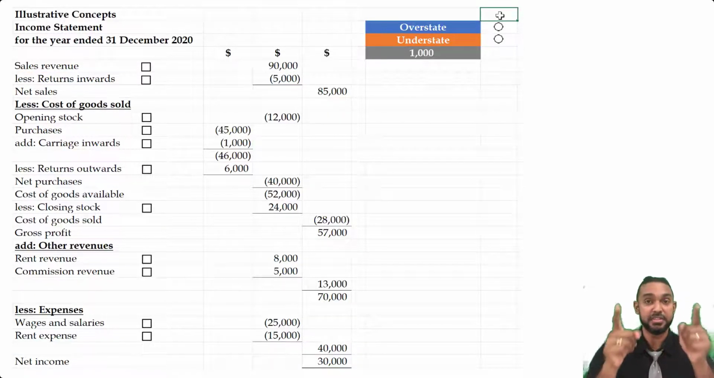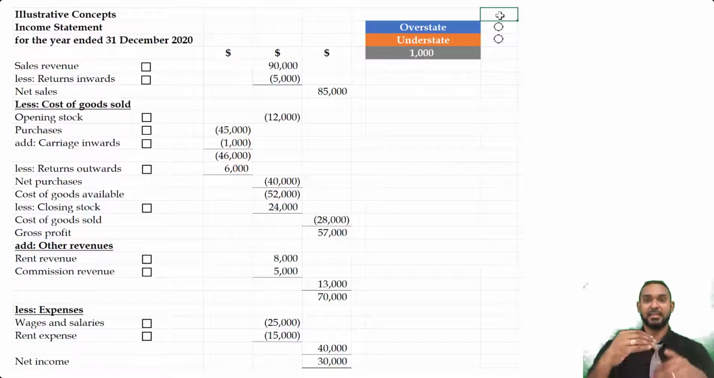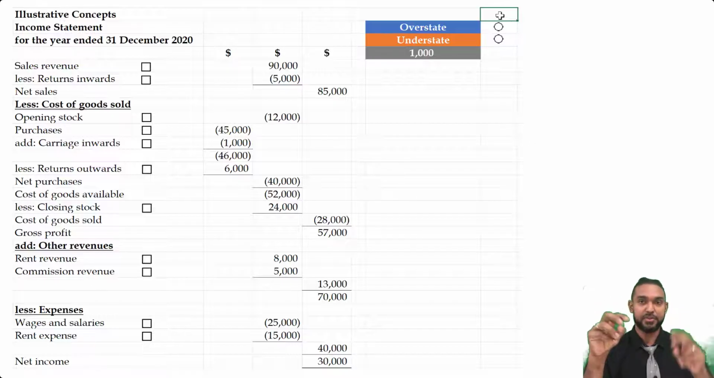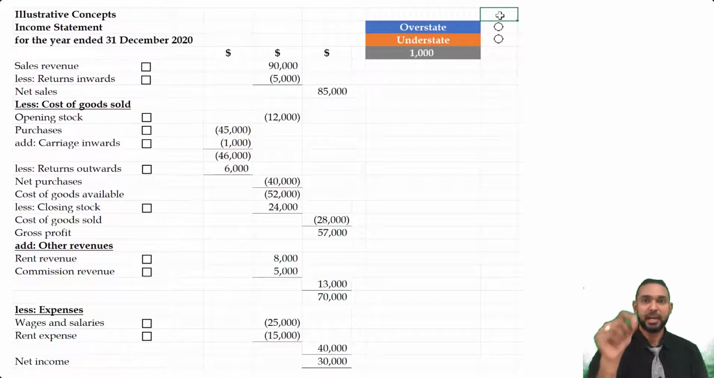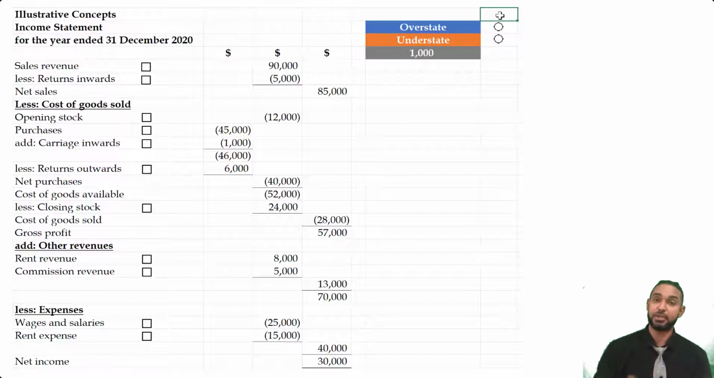Now again, returns in is not an expense. It is like a kind of anti-revenue, which is not the same as an expense, all right? But again, because it's anti-revenue or contra-revenue, that means it behaves like an expense. Its overall effect is to decrease net income. All right, so that's returns in.